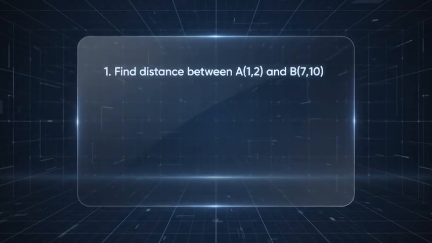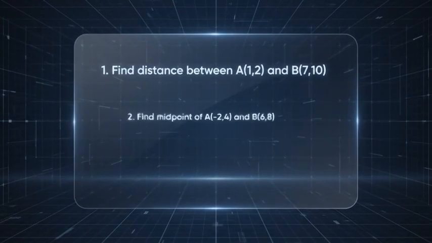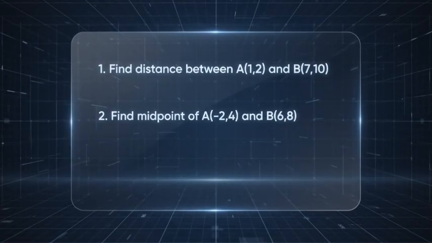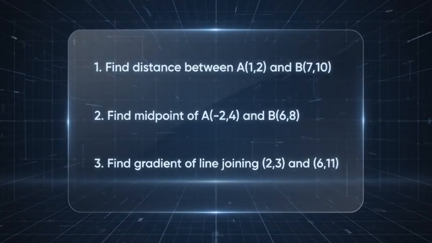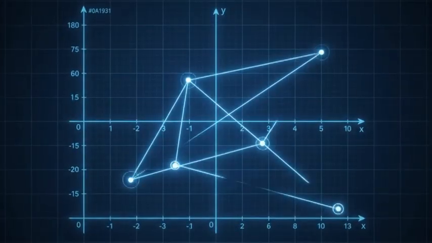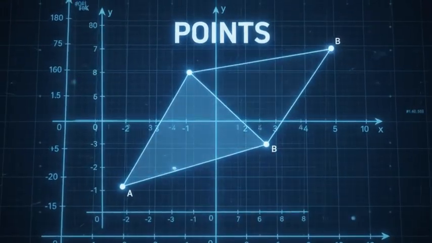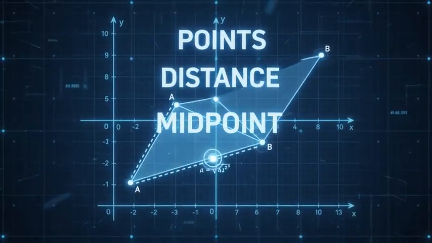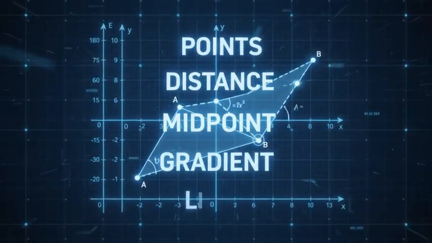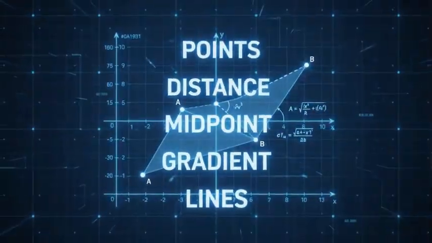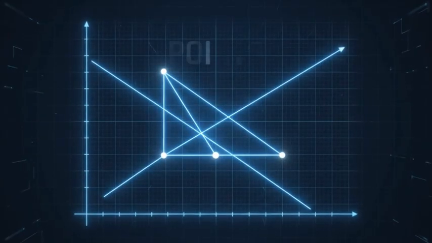Now test your understanding. Find the distance, midpoint, and gradient in the first 3 questions. Then determine the equation of the straight line in the final question. Coordinate geometry connects algebra and geometry. Once you understand points, distance, midpoint, gradient, and line equations, you can analyze many geometric problems using mathematics.